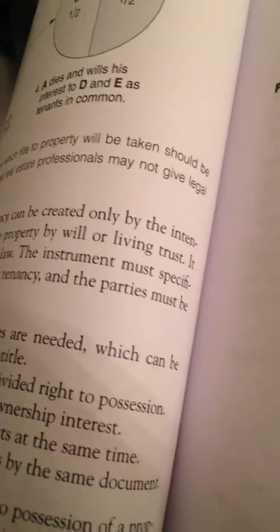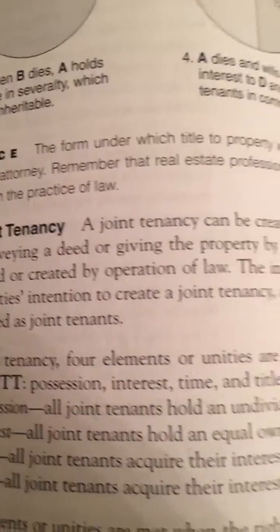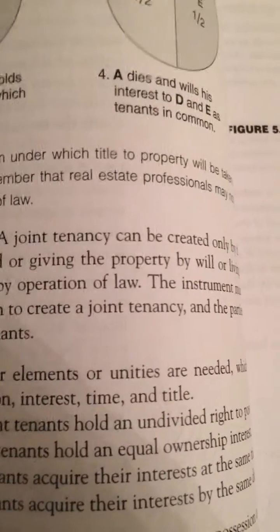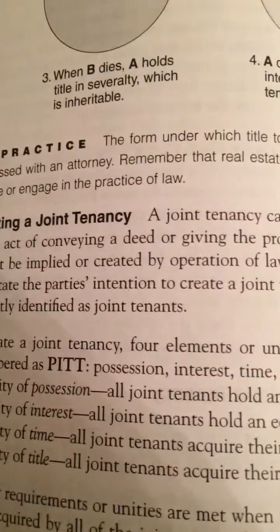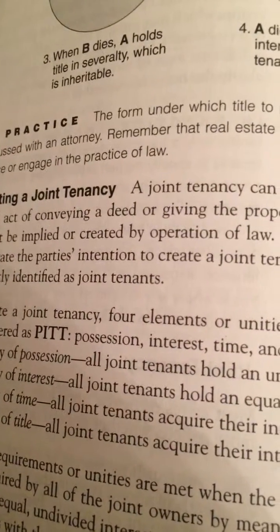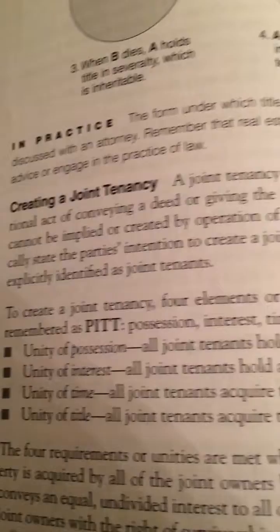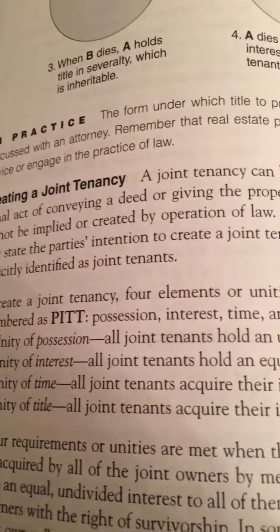To create a joint tenancy, 4 elements or unities are needed, which can be remembered as PIT: possession, interest, time, and title. Unity of possession. All joint tenants hold an undivided right to possession. Unity of interest. All joint tenants hold an equal ownership interest. Unity of time. All joint tenants acquire their interests at the same time. Unity of title. All joint tenants acquire their interests by the same document.